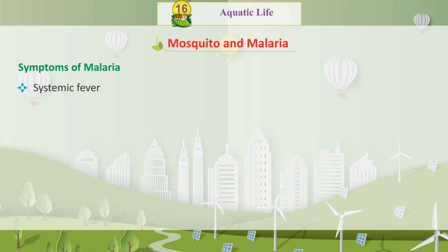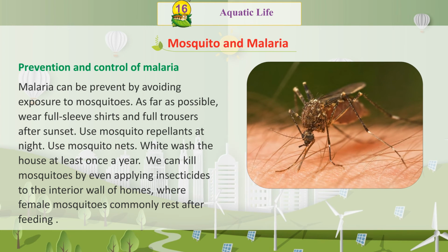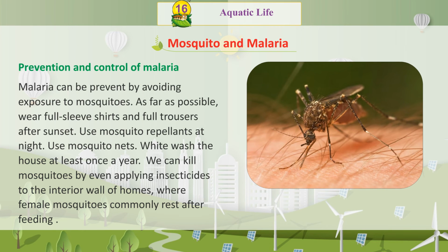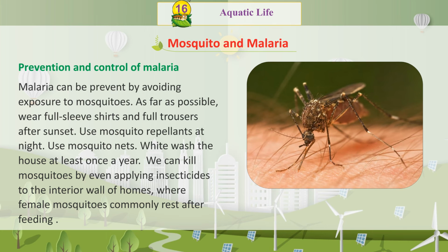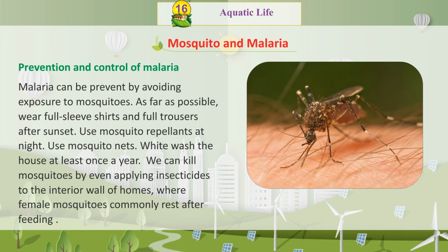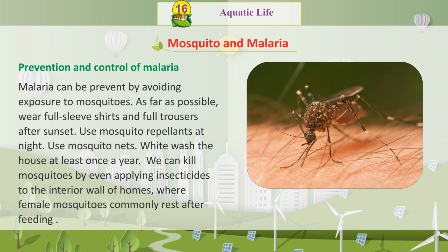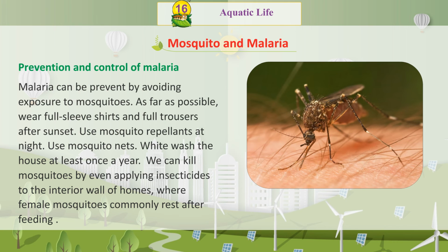Symptoms of malaria: systemic fever, shivering, severe headache, vomiting. Prevention and control of malaria. Malaria can be prevented by avoiding exposure to mosquitoes. As far as possible, wear full-sleeve shirts and full trousers after sunset. Use mosquito repellents at night. Use mosquito nets. Whitewash the house at least once a year. We can kill mosquitoes by applying insecticides to the interior walls of homes, where female mosquitoes commonly rest after feeding.